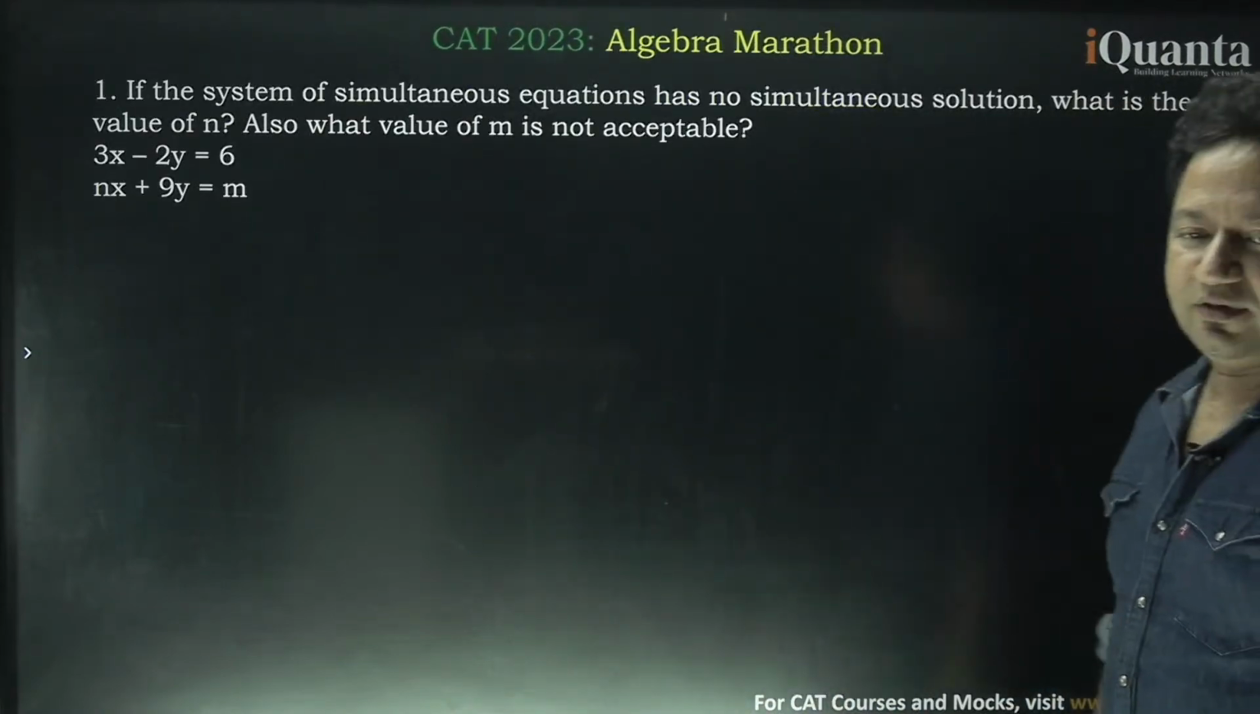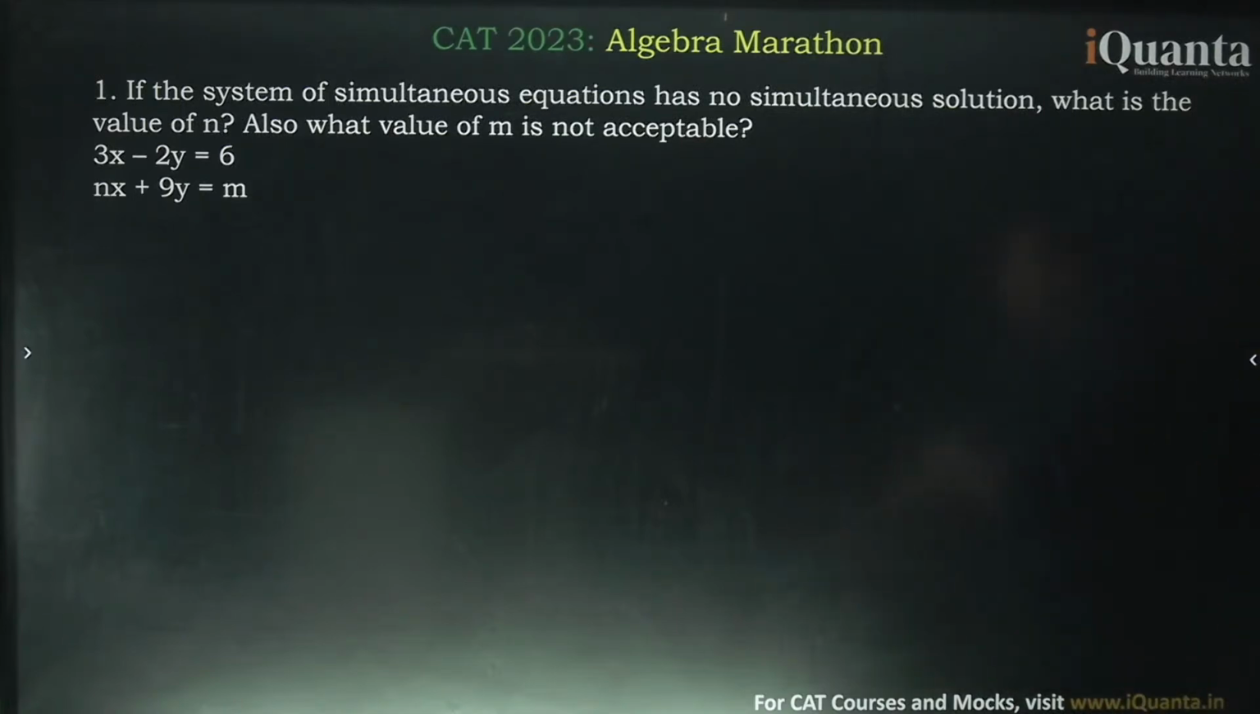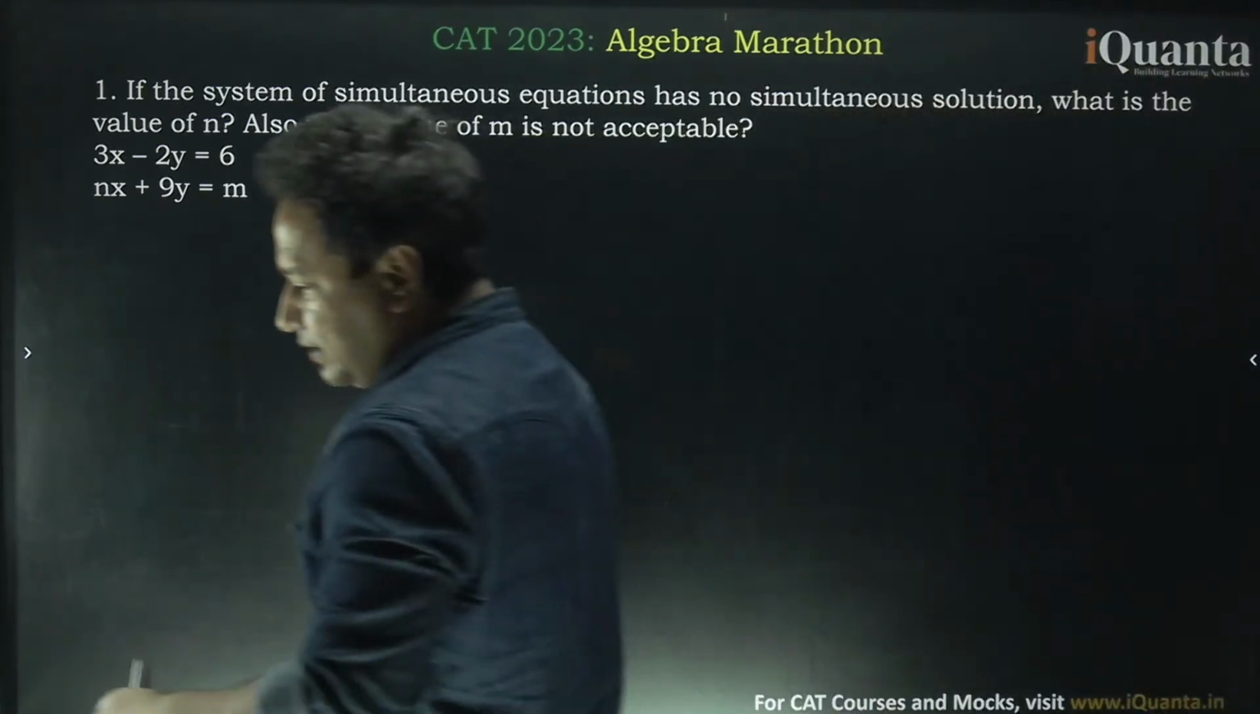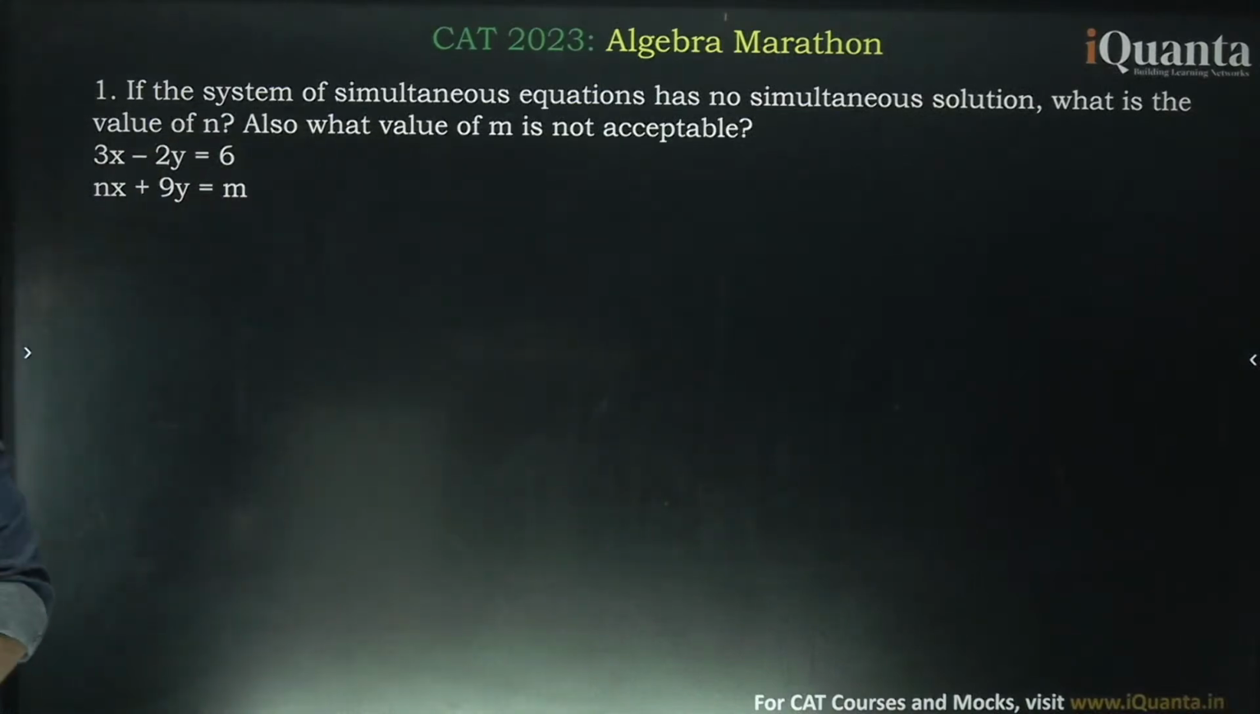The first question we have on our system is: if the system of simultaneous equations has no simultaneous solution, what is the value of n? Also, what value of m is not acceptable? You have 2 minutes to solve this question. And through every question, I'll be discussing concepts also. It will be kind of revision plus a lot of questions also.